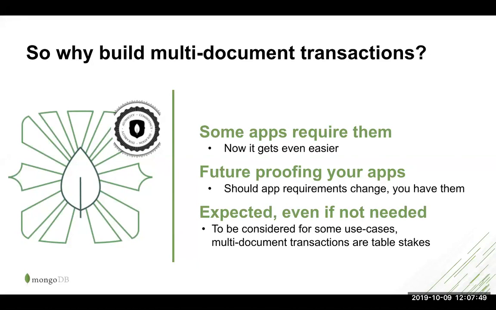And thirdly, there are some classes of applications where multi-document transactions are expected, even if the app is actually not going to use them. And this is because we've seen developers and DBAs who have been conditioned by 3 or 4 decades of relational data modeling to assume that any database that doesn't support multi-record or multi-document transactions is suitable only for a niche set of use cases. So that objection essentially is entirely cleared away.